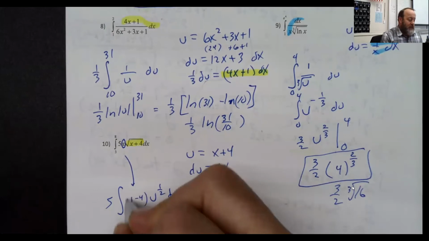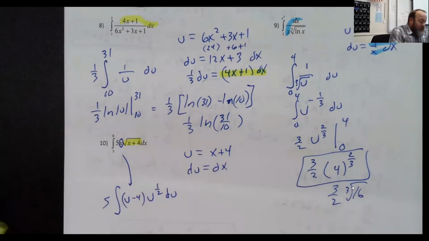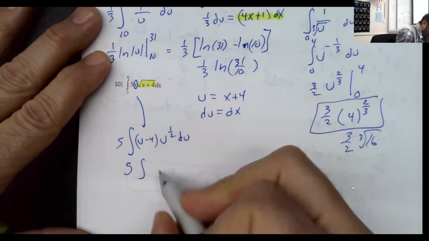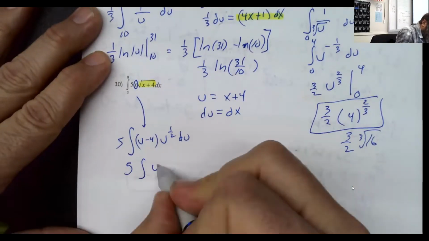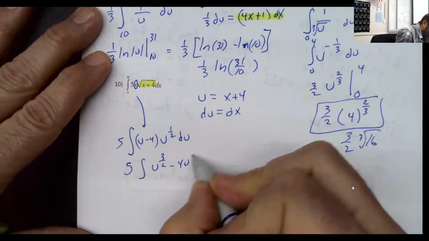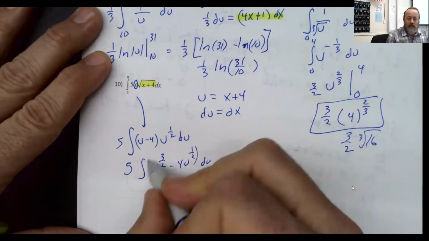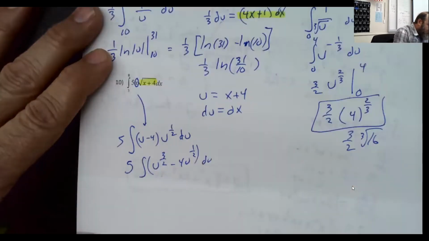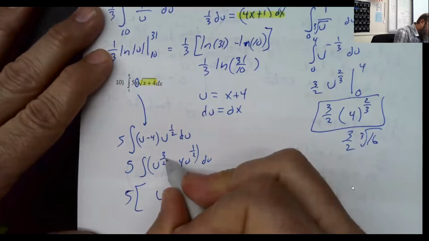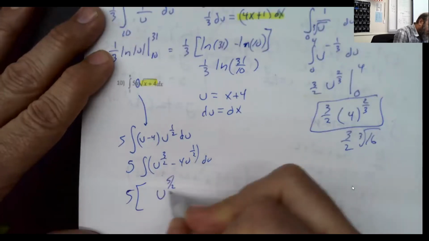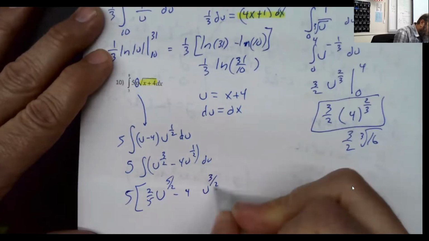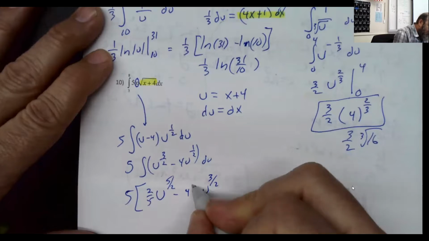And although this is not going to be a pretty answer, it's still not terrible, because u times u to the 1/2 is u to the 3/2. 4 times that is 4u to the 1/2. And now we are in a problem where we can just do straight power rule. So let's let our 5 sit out in front. This is u to the 5/2 with a 2/5 in front. This is u to the 3/2. We need a 2/3 in front to make that work.